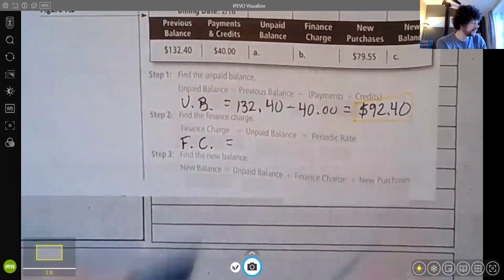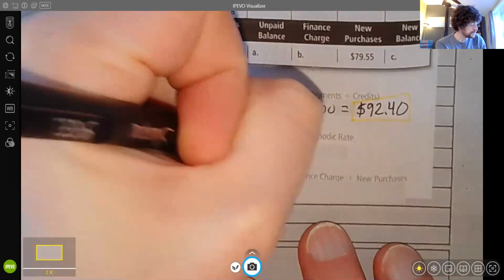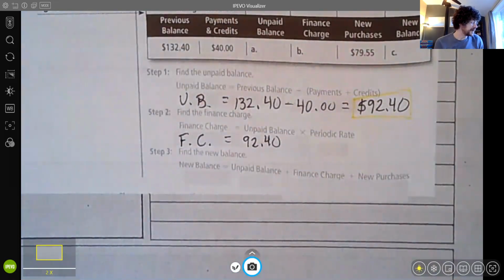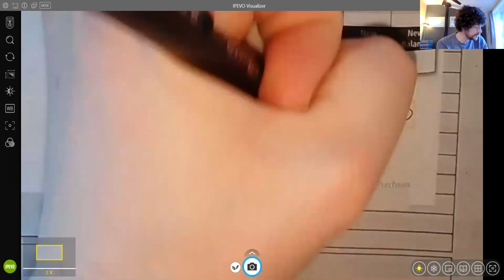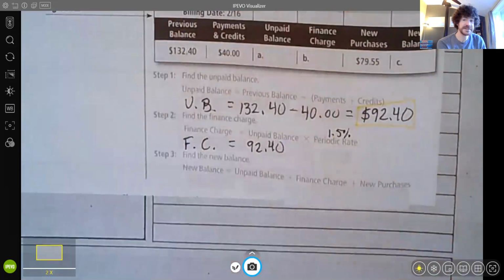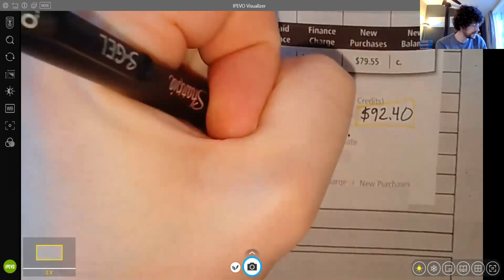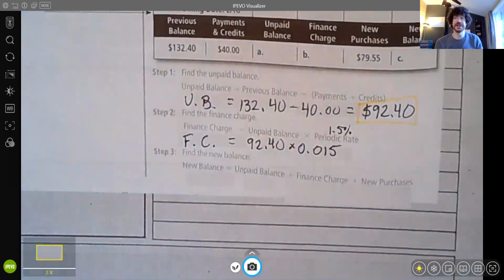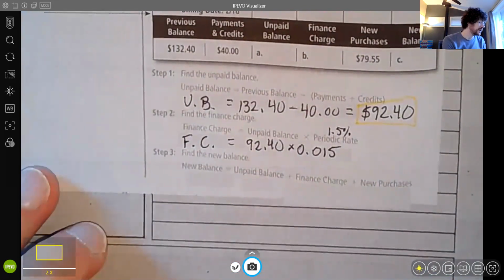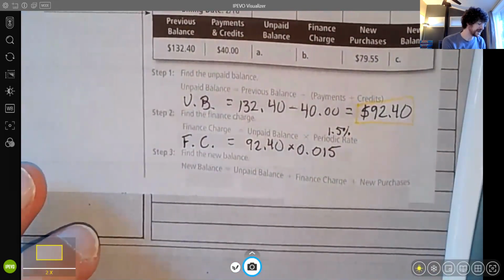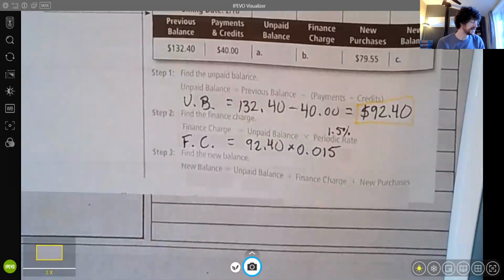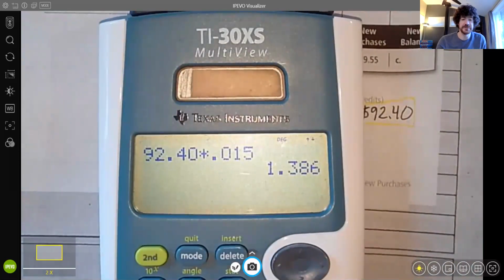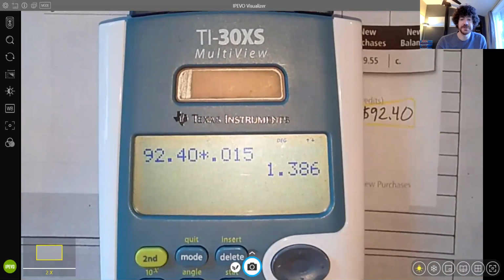So the unpaid balance is $92.40. And the periodic rate was 1.5%, which means we're going to be multiplying by 0.015. Always use our percentages as decimals in order to make this work. And so 92.40 times 0.015 gives us a finance charge of $1.39. It's 1.386, but we're always going to round it to the nearest cent. So it's $1.39.